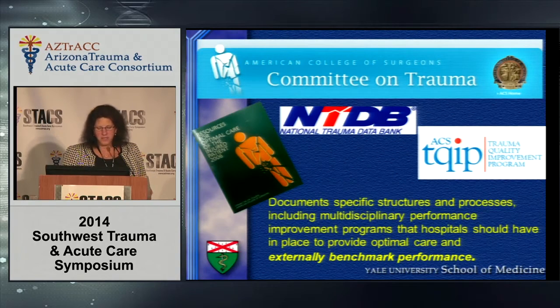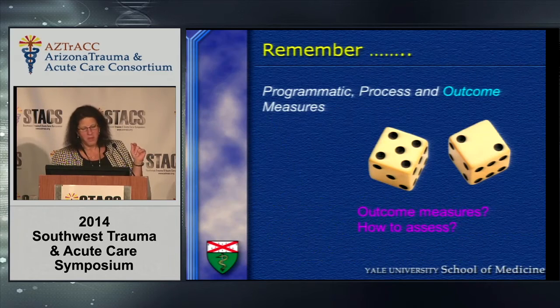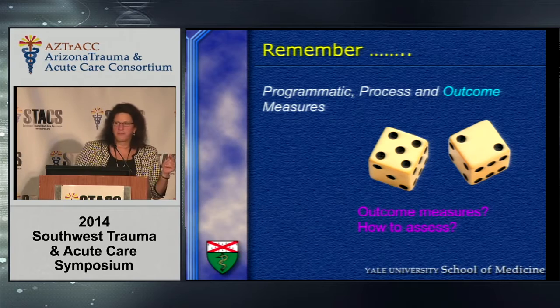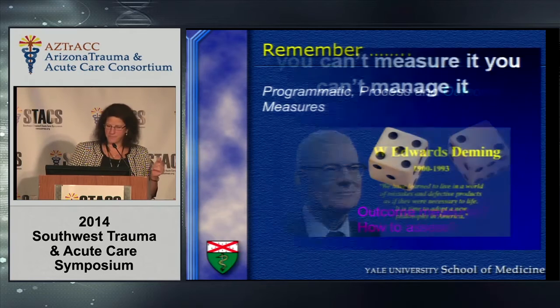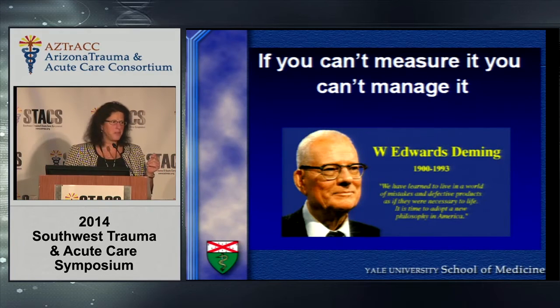The other thing that I wanted to talk about, and Avery Nathans touched on this, is TQIP. So TQIP and the American College document specific structures and process, including multidisciplinary program process improvement, but they want you to externally benchmark your performance, and NTDB is no longer good enough. So how do we measure outcomes, and how do we assess our progress? If you can't measure it, you can't manage it.